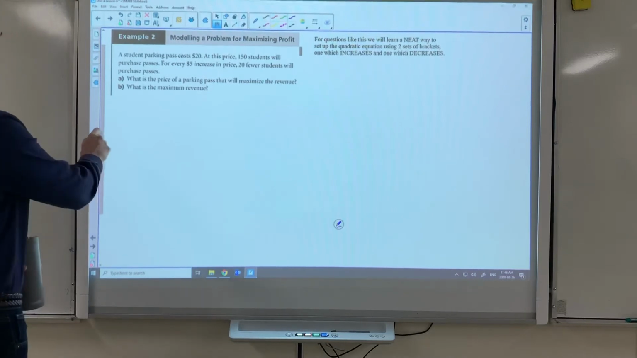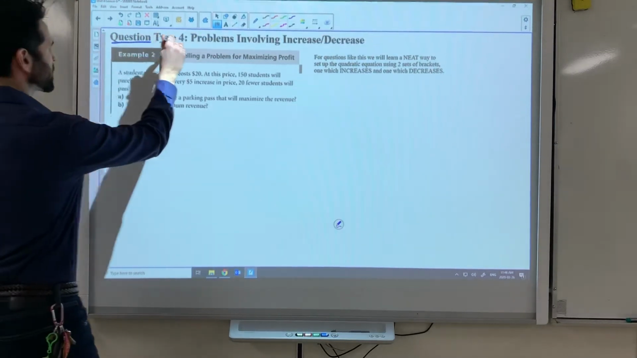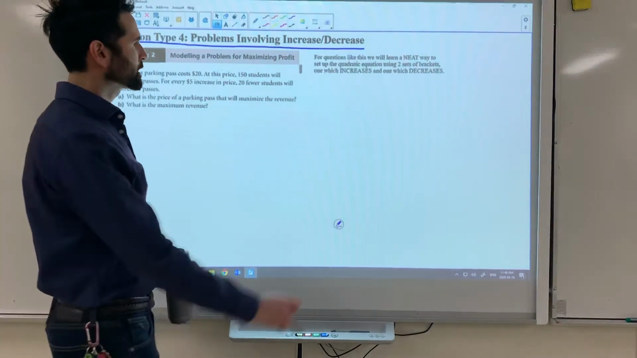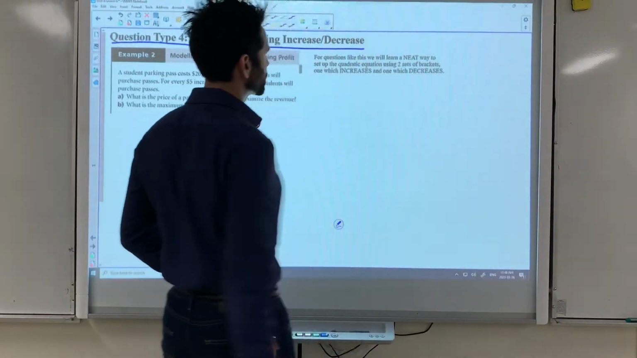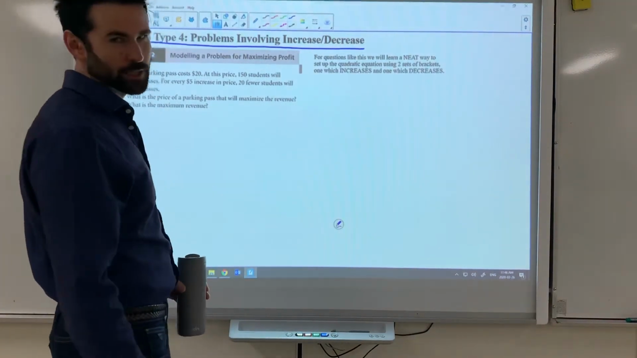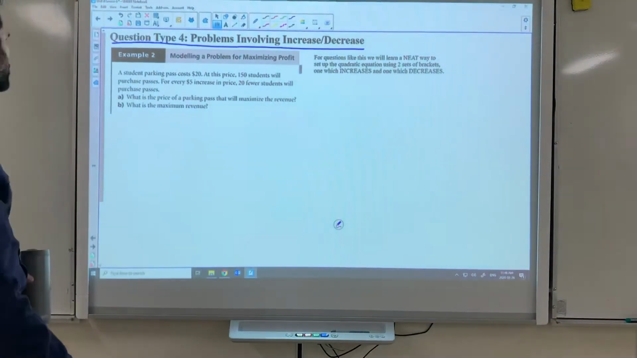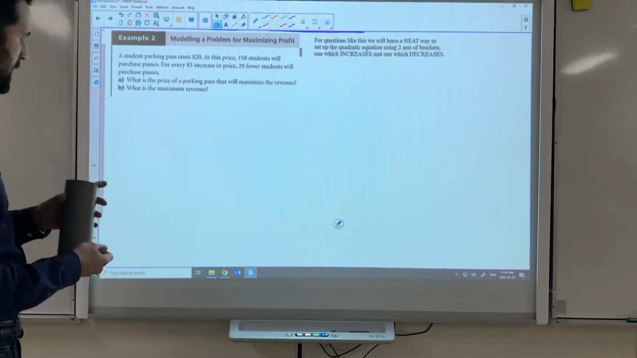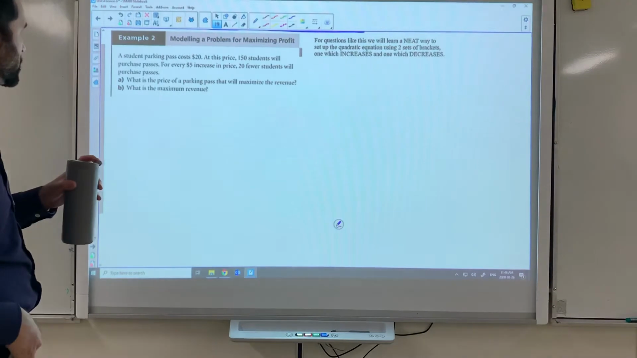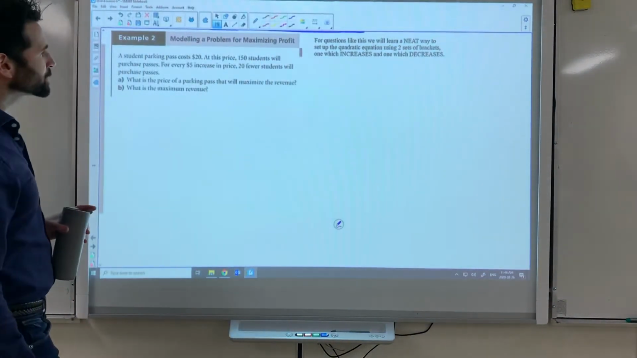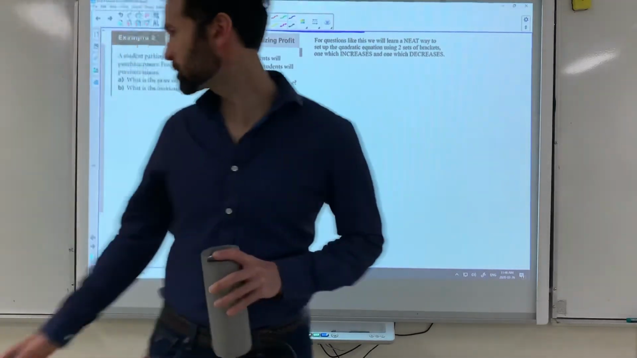So, the last one is the question type 4, modeling problems that have an increase or decrease. So I said for questions like this, we'll learn a neat way to set up the quadratic equation using 2 sets of brackets, one which increases, one which decreases. So I call it an increase-decrease type question. So it says, a student parking pass costs $20. At this price, 150 students will purchase passes. Somebody did some research. For every $5 increase in price, 20 fewer students will purchase passes.